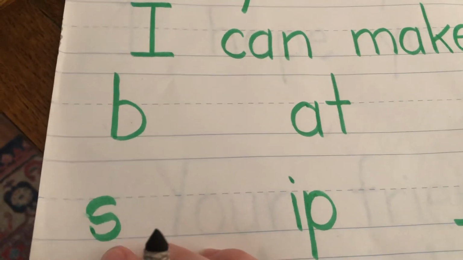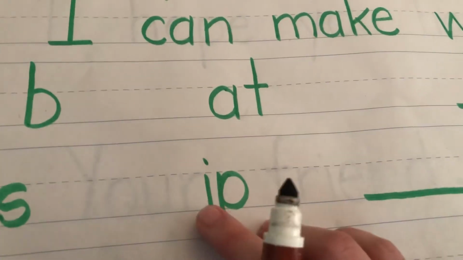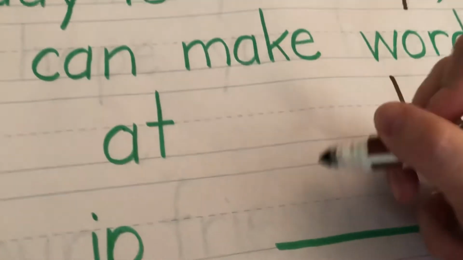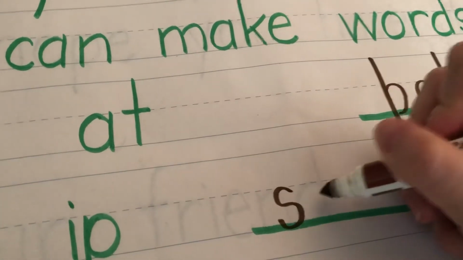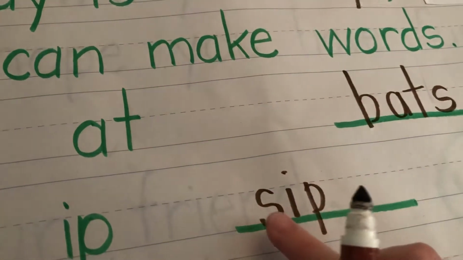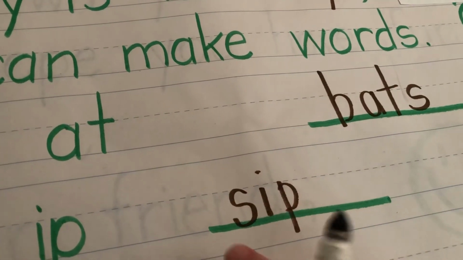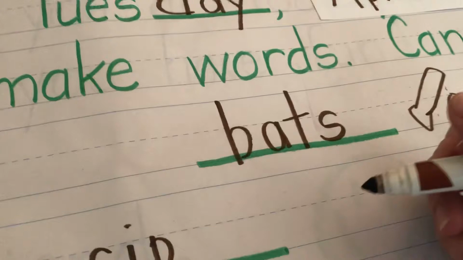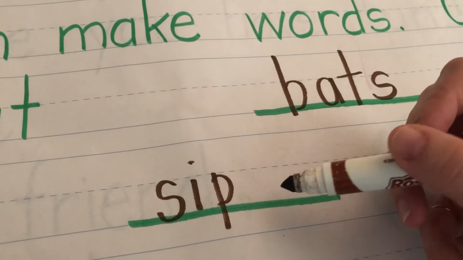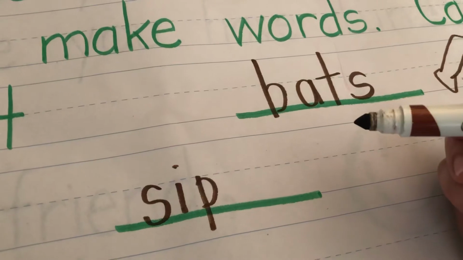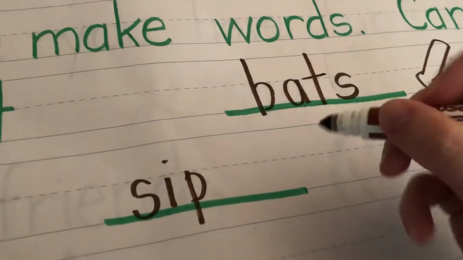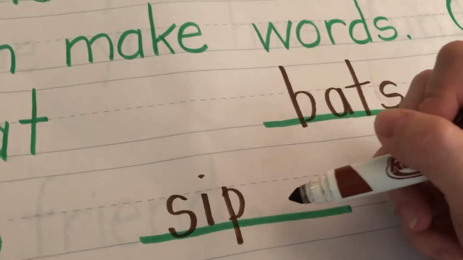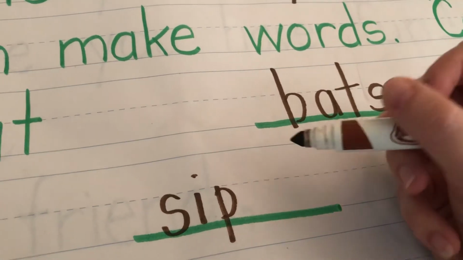My next word is something I'm going to use. I'm using the letter S. And then I have ip. So s, ip. So let's see if I can make that word. S, ip, sip. That's something that I might do when I am drinking something, maybe taking a small sip of water. Sip, sip.